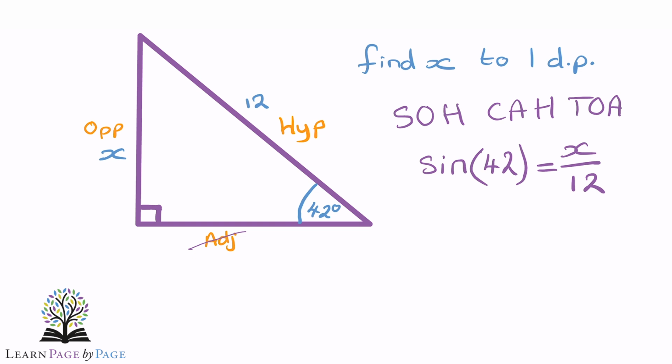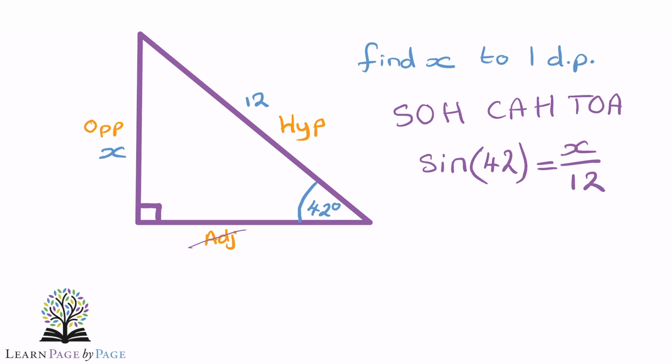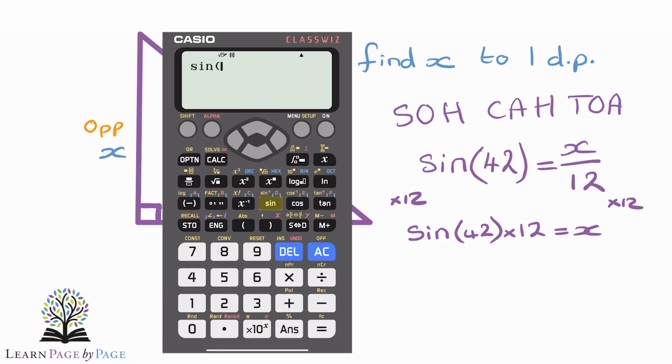Now we've just got a normal equation, so we're going to rearrange this until we get X on its own. Let's move the 12. Because it's being divided, we can multiply by 12. So multiply both sides by 12. And that's going to leave us sin 42 multiplied by 12 equals X. So you're going to put that into your calculator. You have sin brackets 42, close the bracket, multiplied by 12 equals 8.02.